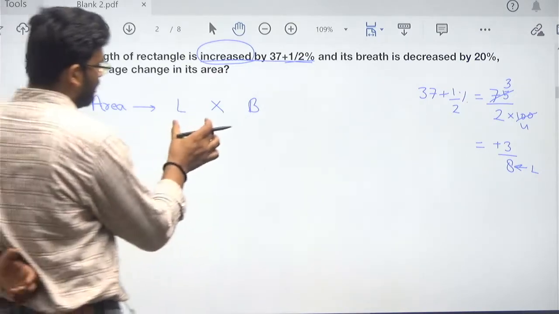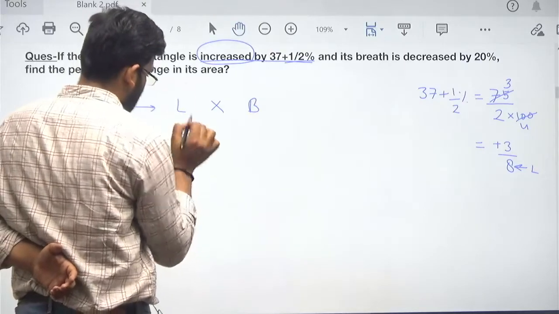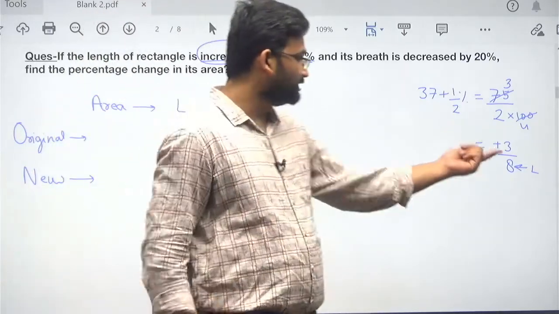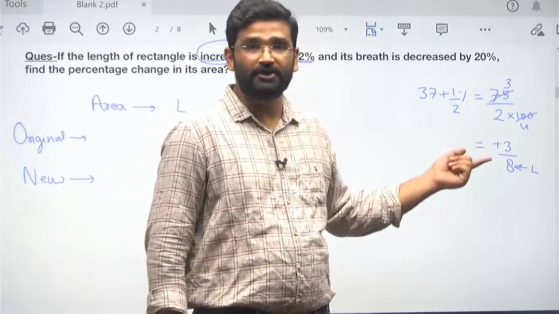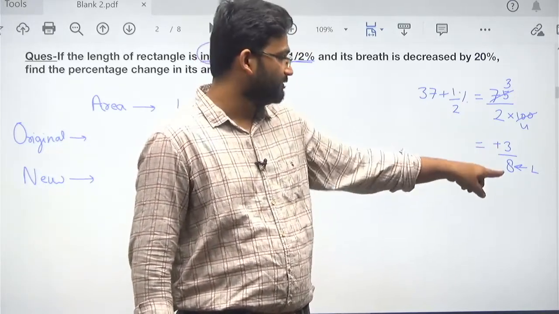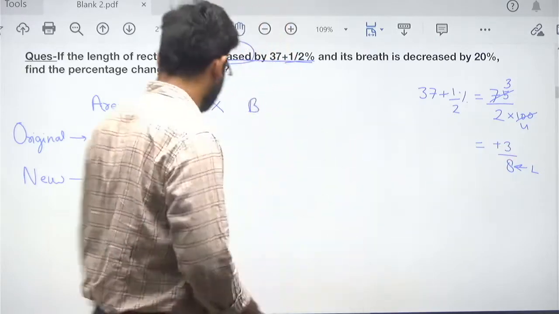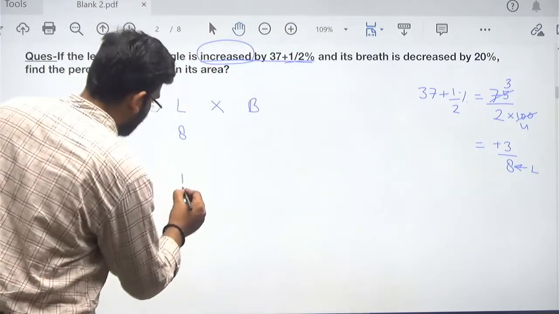So what is the original length? Original length was 8, and now the new length, since the length has increased, so what will be the new length? Since it has been increased, it means plus 3/8. It means that the new length will be 8 plus 3, 11, okay? So the new length will be 11.